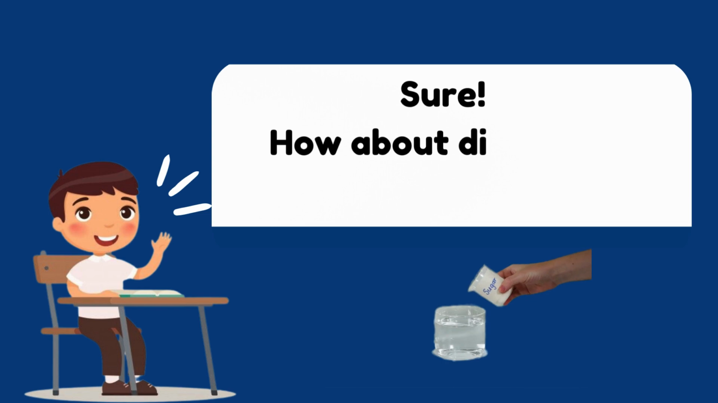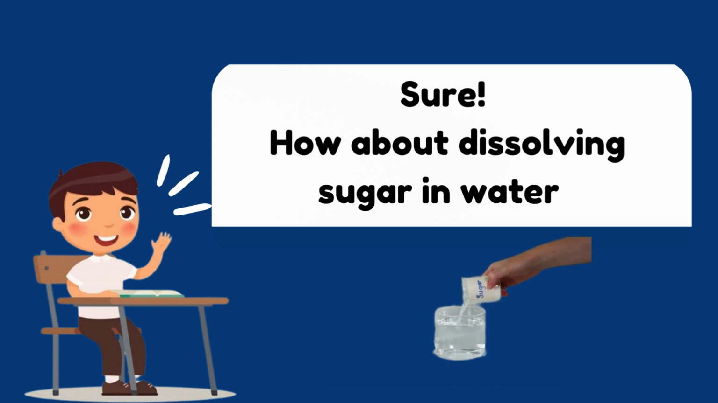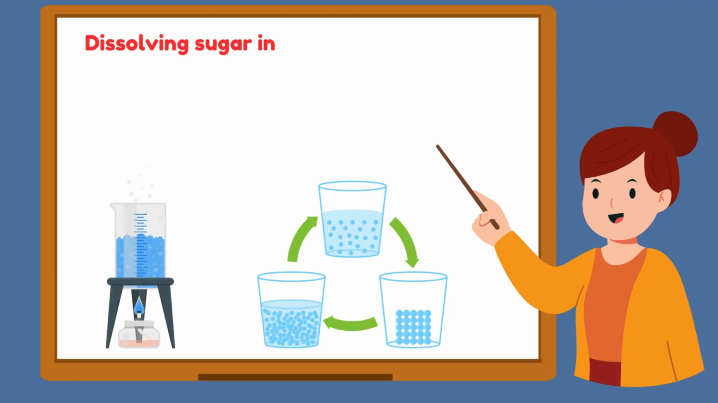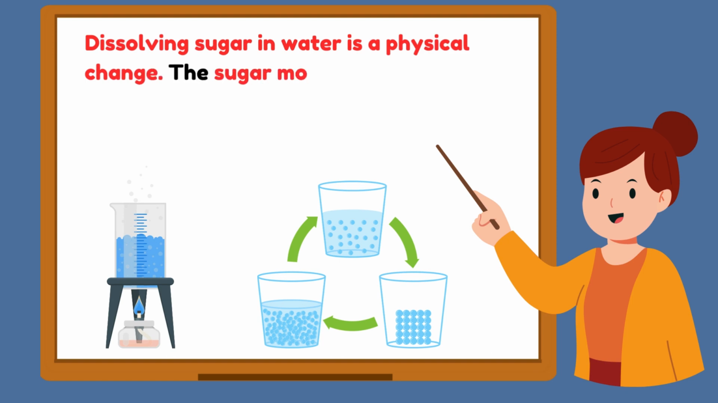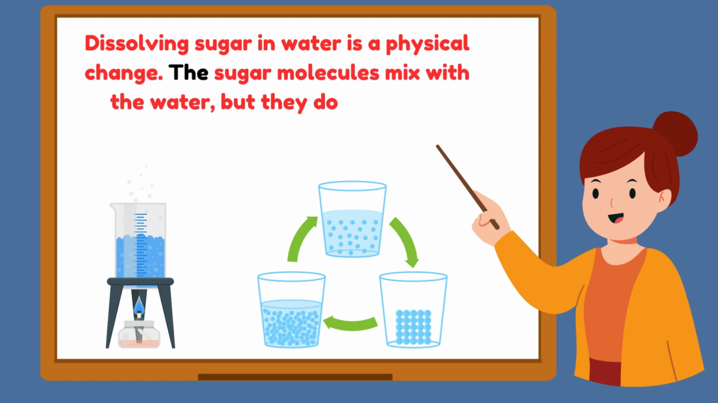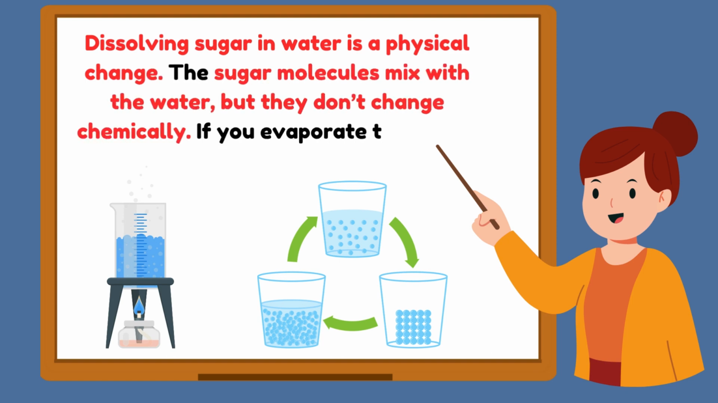Sure. How about dissolving sugar in water? Dissolving sugar in water is a physical change. The sugar molecules mix with the water, but they don't change chemically. If you evaporate the water, you get the sugar back.